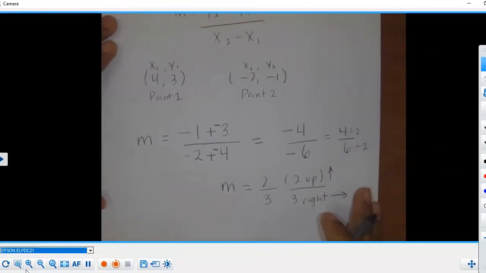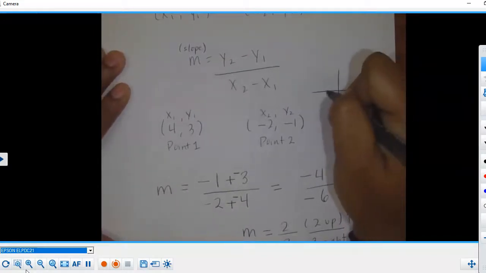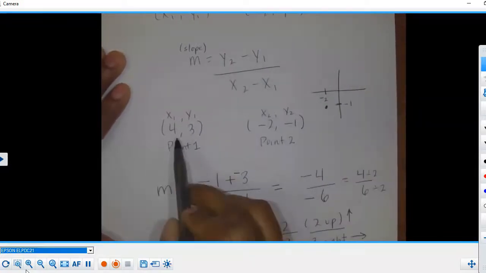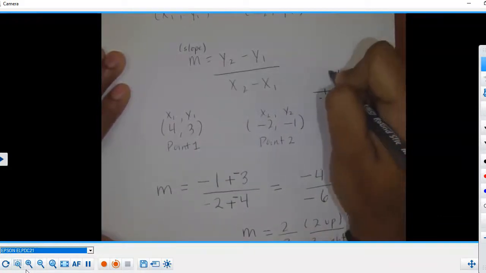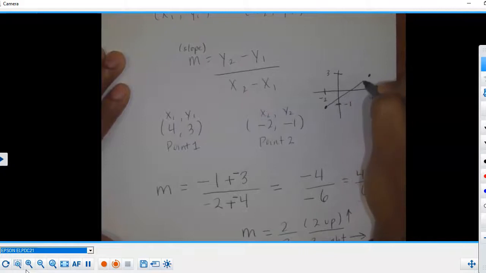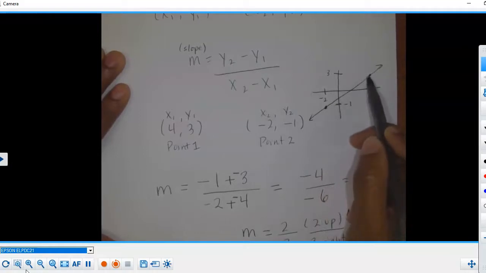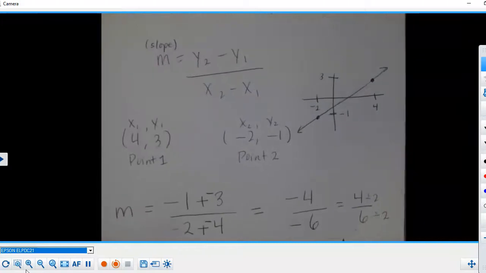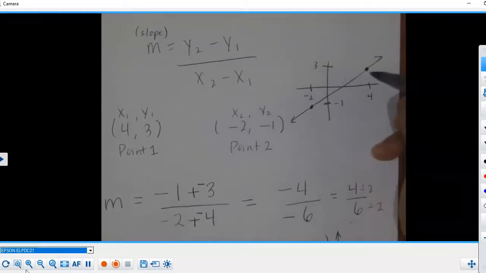All right, so if I plot these 2 points for you, I'm going to do a sketch on the side. Let's say that this is -2, -1, and then we do 4, 3. This is just a rough sketch, and here's the line that passes through those 2 points. So again, we're trying to figure out, how do I get from here to here? Let me zoom in. Okay, so again, how do I go from this point to this one?